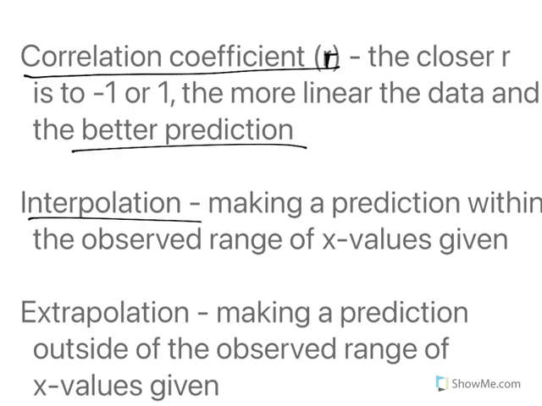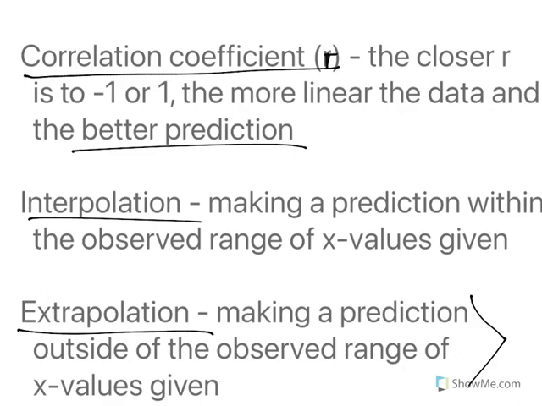Now, interpolation means we're making a prediction within the observed range of X values. So that means we're inside the data that we have, whereas extrapolation means we are making a prediction outside. Generally, extrapolation is less accurate, not always, but because we're outside of the range, we don't know what happens out there, so it's harder to guesstimate, I guess you could say.